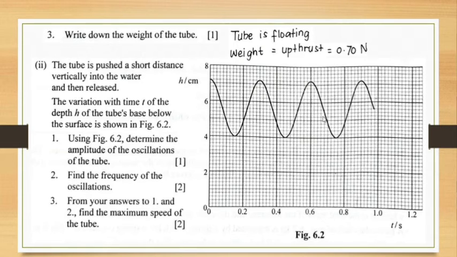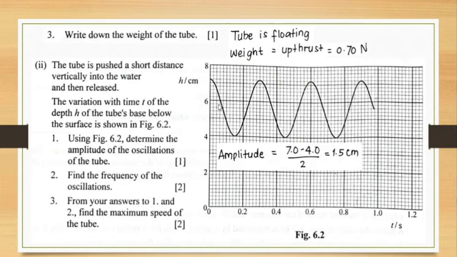This is a sinusoidal graph, and then you can see the maximum position and the minimum position. So when we want to determine the amplitude, it will be that maximum position h, which is 7 centimeters, minus 4 centimeters, the minimum position, divided by 2. Because amplitude is the distance from the equilibrium position to the maximum height.